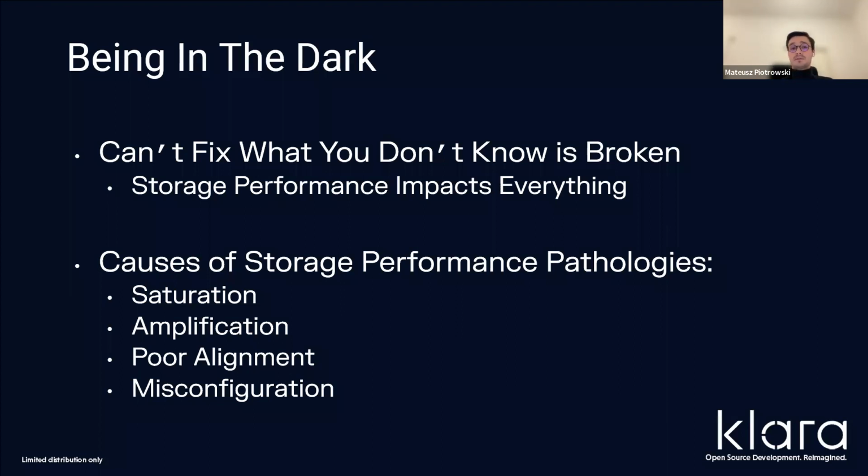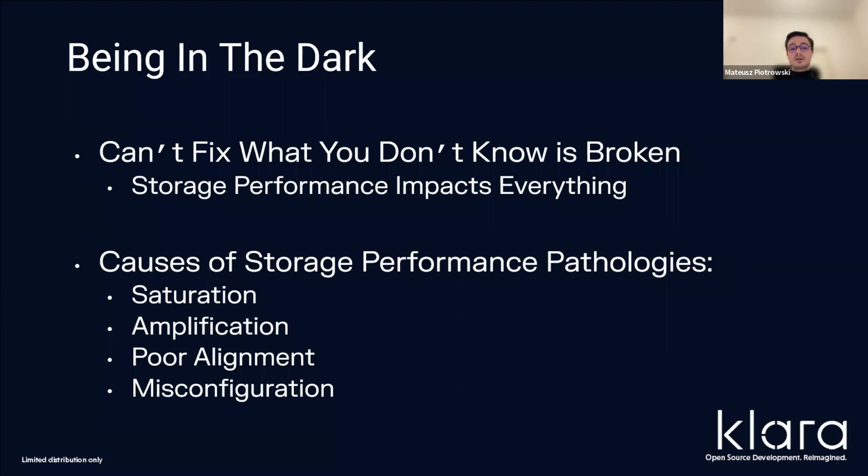We also look for amplification, which happens when your app is using a different block size than storage. Usually it results in storage doing more work than necessary. The opposite of amplification is very often poor alignment, or a similar issue related to blocks. It happens when your application is operating on offsets that are not the same offsets as your block storage. As a result, whenever you write a block, it touches more than one block in storage, and then your storage, again, does more work than necessary.